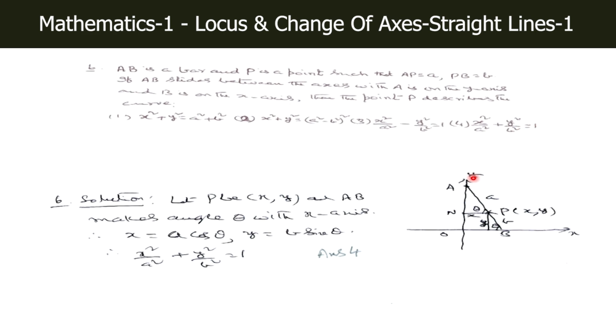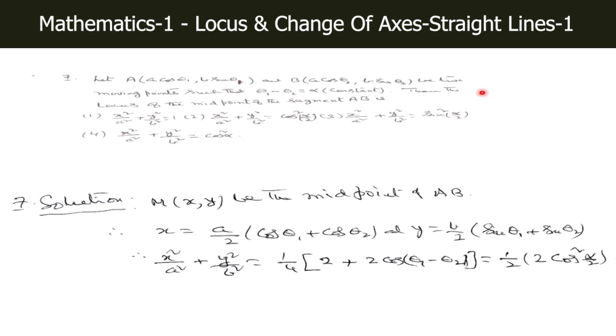Suppose P is the point (x, y) on the segment AB. Suppose AP is equal to a and PB is equal to b. Now, suppose the segment AP makes angle theta with the x-axis. So now draw PN parallel to the x-axis. Therefore, angle APN is equal to theta. Then we have x is equal to a cos theta, y is equal to b sin theta. So therefore, x square by a square plus y square by b square is equal to 1. Answer is 4.